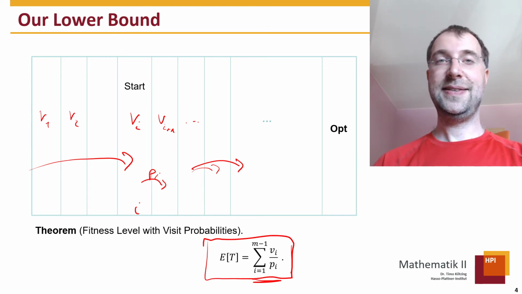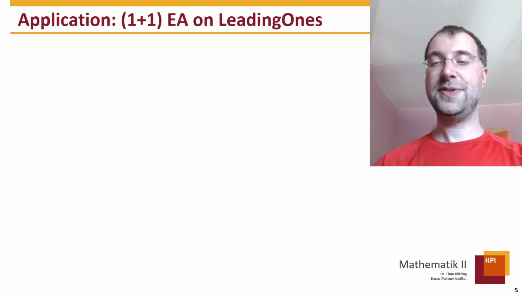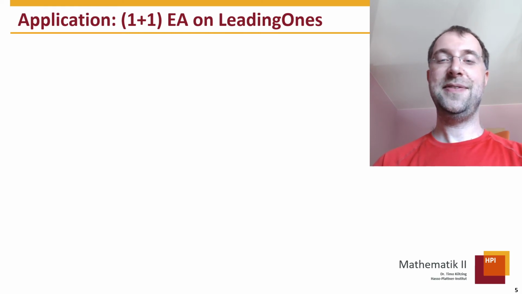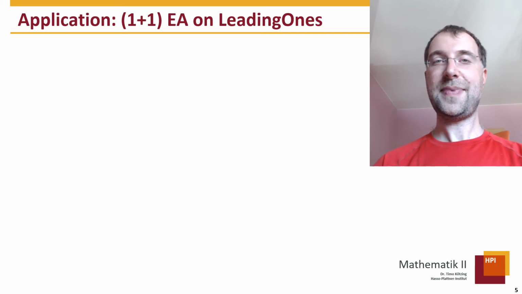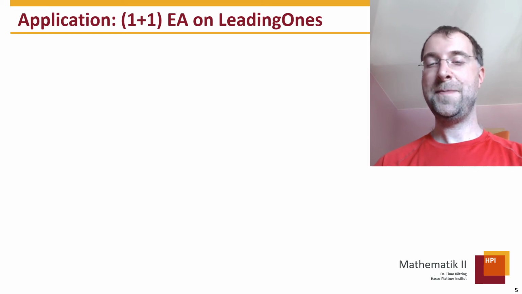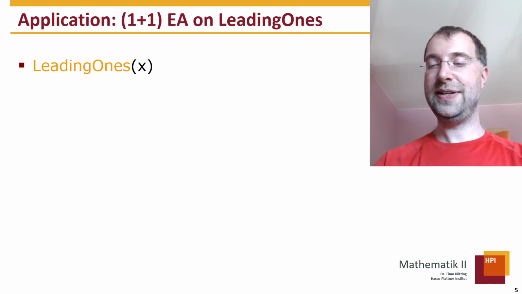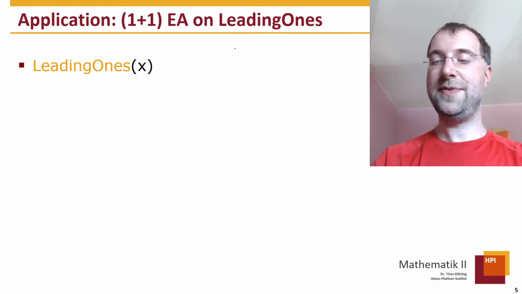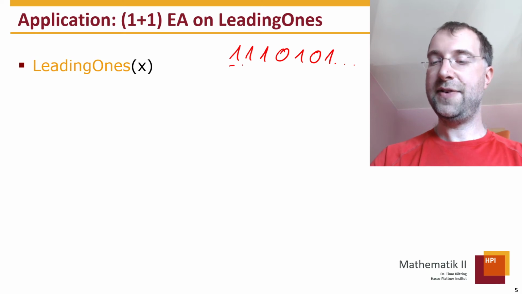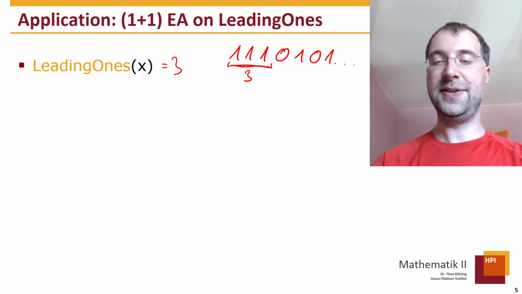Let us now look at a straightforward application. One straightforward application is the 1+1 EA on LeadingOnes. You could even say that our bound is a generalization of the proof that is already long known for the 1+1 EA on LeadingOnes. But first, what is LeadingOnes? LeadingOnes is a fitness function. You can look at a bit string, and however many ones are there in the beginning is then the fitness value.